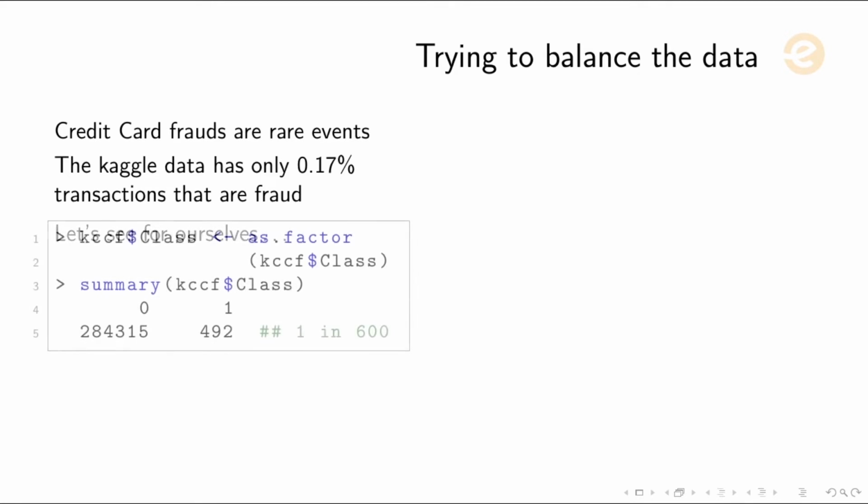If we need to check whether this figure is right, we can write two simple lines of code: first convert the KCCF class to a factor so that it's not an integer as was read in one of our previous slides, and once you have converted it to a factor, you can just give a summary of the KCCF class. That gives you more than 284,000 observations that are 0 and only less than 500 that are 1. So almost 1 in 600 are frauds, or 99.83% is 0, and 0.17% is 1.